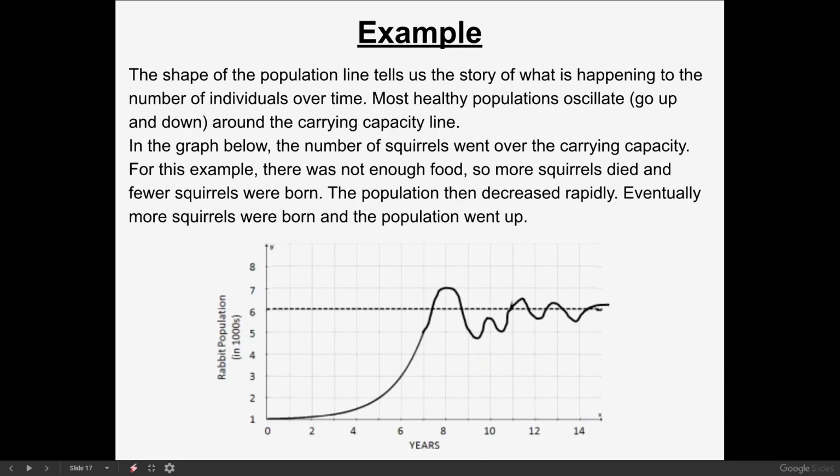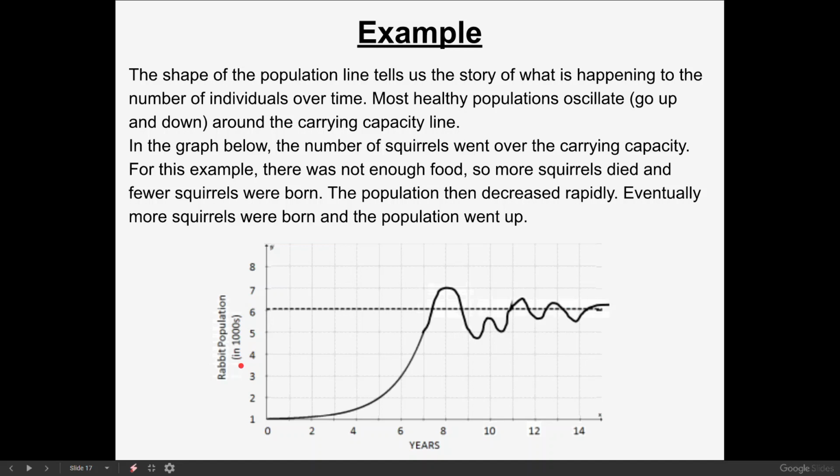So look at this graph. In this graph, we're looking at a population. And like I said before, the population usually does not do dramatic things like this. Usually it just kind of hovers like that, up and down around this dotted line. And this dotted line in this case is the rabbit population. And if you read the label, it says rabbit population in thousands.